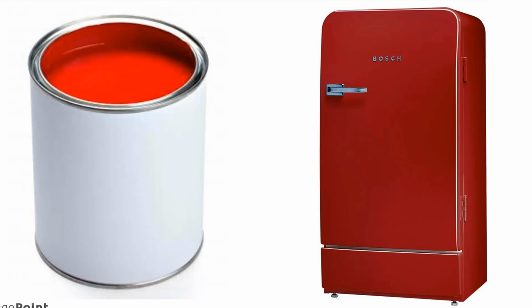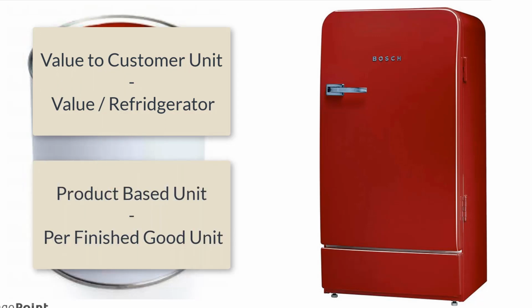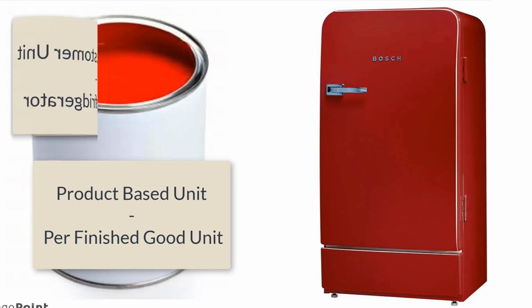Paint happens to be the primary way to do that, but perhaps there may be other non-paint coloring technology that can do the same job. So therefore, if we want to show value to our OEM customer, it makes much more sense to talk about it in terms of value per refrigerator. The customer unit of measure in this example is per refrigerator or per unit.